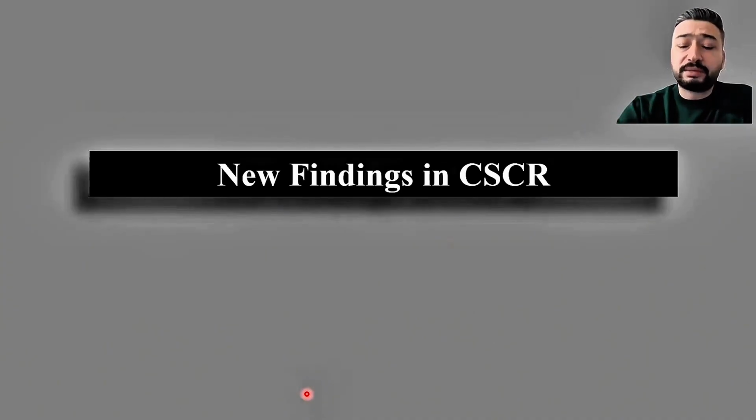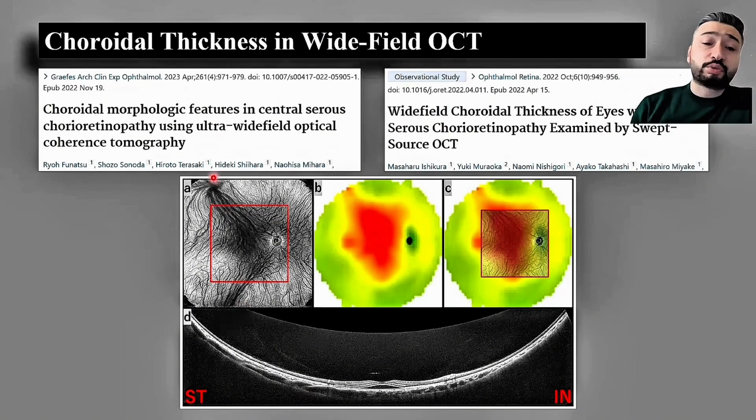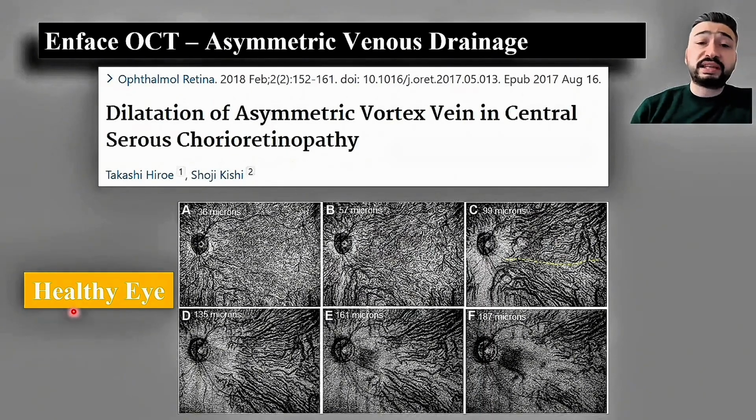Let's look at new findings. When viewed with wide-angle OCT, it was shown that the choroid is thicker than it should be, not only in the macula, not only in the fovea, but in the entire choroidal tissue between the vortex veins. Apart from this, it turned out with en-face OCT that there is asymmetric venous drainage.